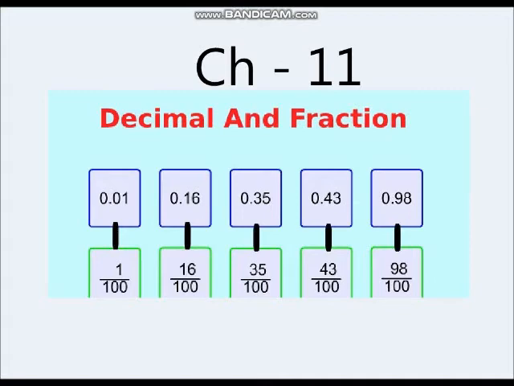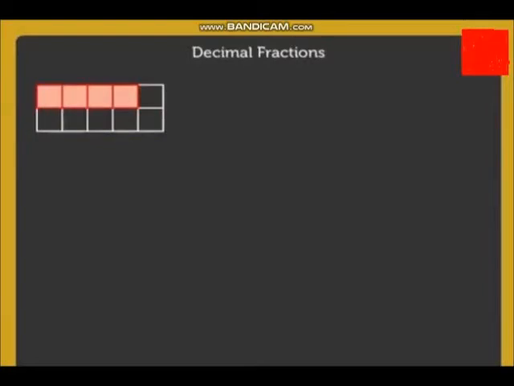Good morning, students. Today we are going to start chapter 11, Decimal Fractions. Now let's understand what is decimal. First, let's learn what are decimal fractions. Here 10 squares are given in which 4 are shaded. So the fraction will be 4 upon 10 because total squares are 10. So 10 we will write in the denominator and 4 parts are shaded. So we have written 4 in the numerator.